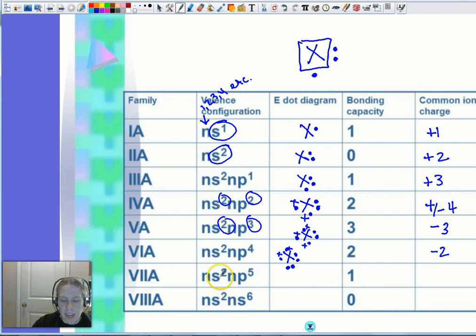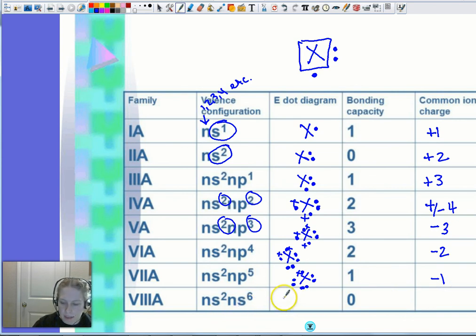When we have ns2 np5 for the valence configuration, we're going to fill that s orbital. 1, 2, 3, 4, 5. It wants to make up to 1 bond there, and it can take 1 electron.